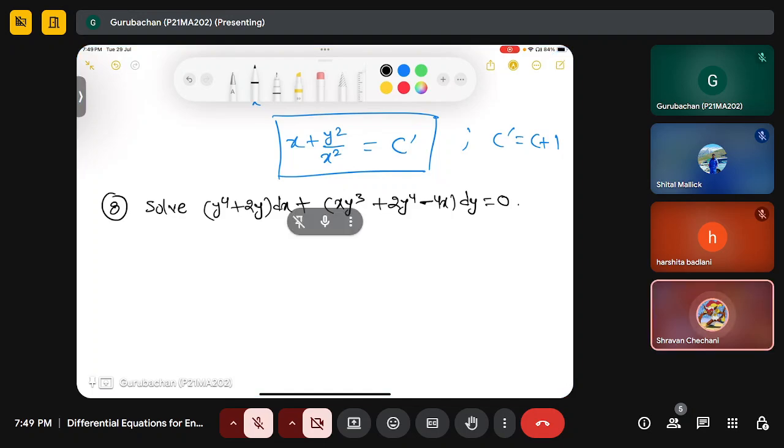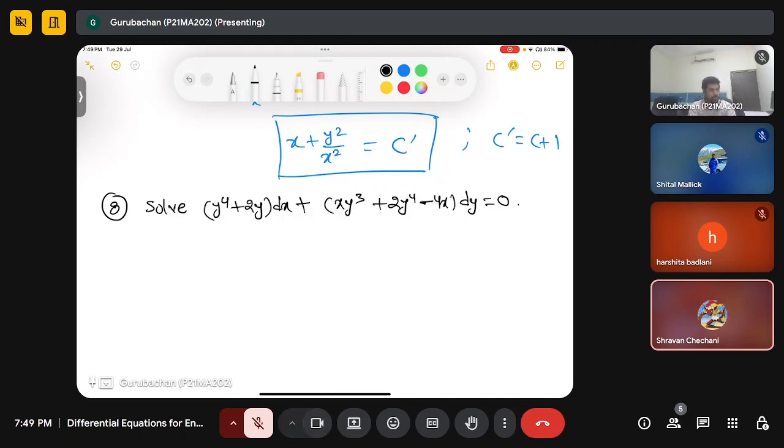Sir, is the answer xy plus 2x by y square plus y square is equal to c? Xy plus 2x by y square plus y square is equal to c. Yeah, correct. Okay, sir. So it is done.